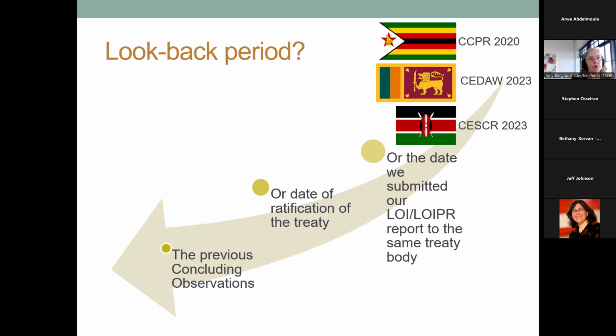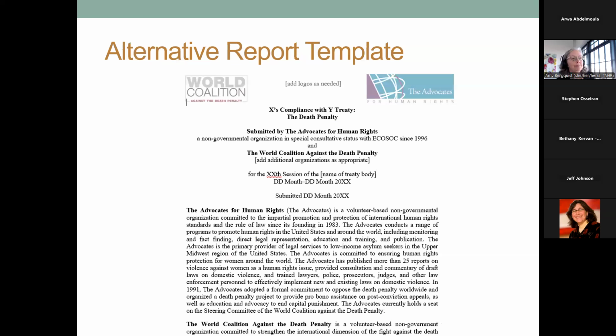For Zimbabwe, you're going to look at the last 4 years. For Sri Lanka, you're going to look at just since 2023 when we submitted our previous report. Same thing for Kenya and the Committee on Economic, Social, and Cultural Rights. That's the look back period. So you don't need to go back because we've already engaged in this part of the cycle. You don't need to go back to the date of the ratification of the treaty or the previous concluding observations. If we hadn't, then you would look back.